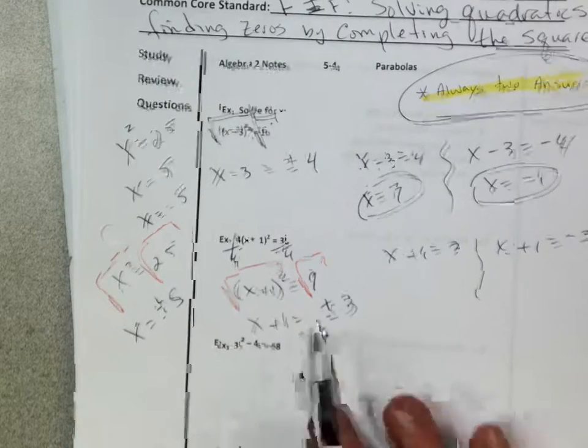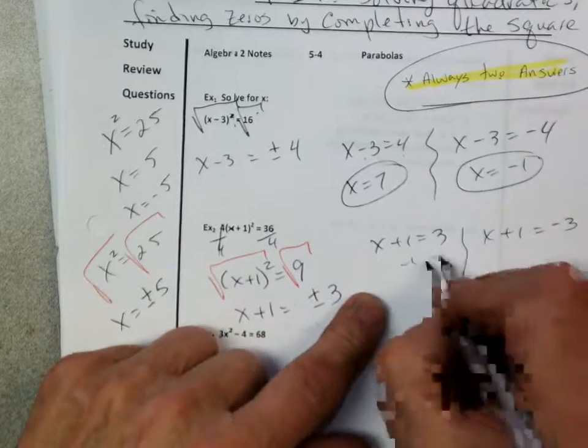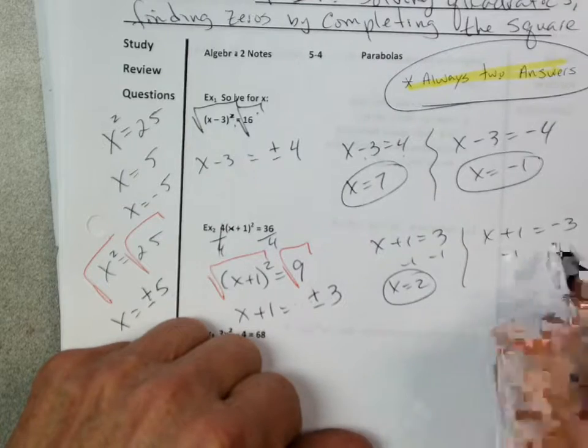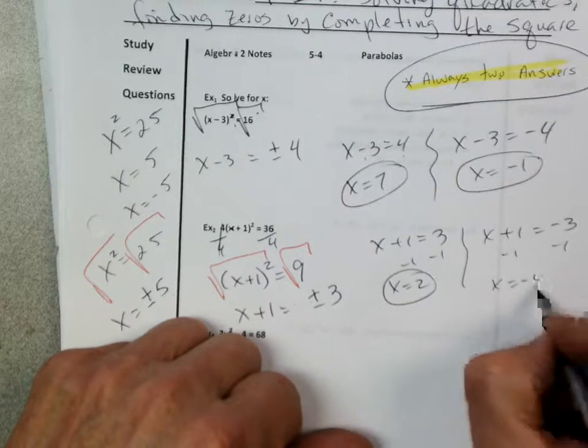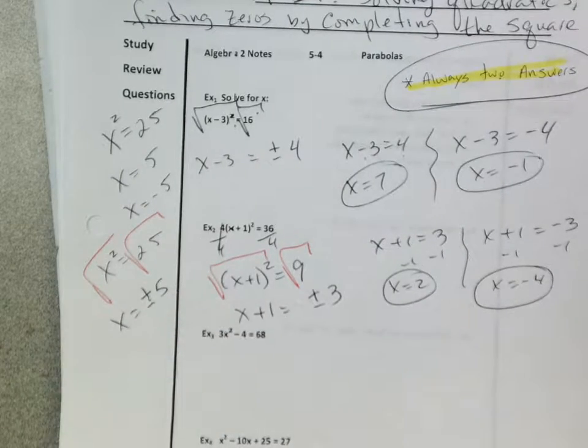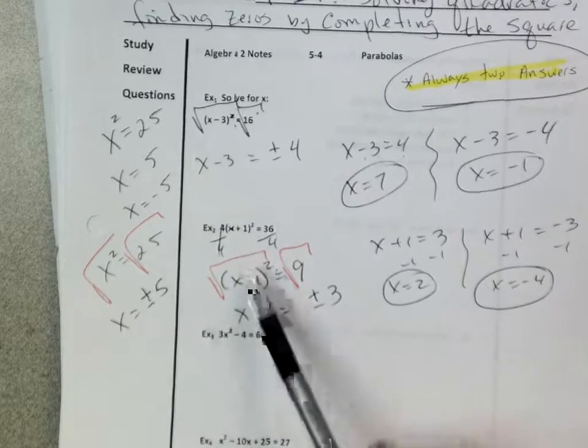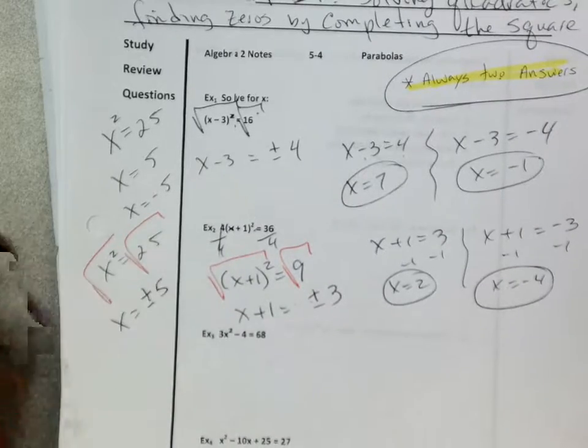So then, all right, this is easy. Minus 1, minus 1. One answer is 2. Minus 1, the other answer is negative 4. Two answers, right? X squared equations will always have two answers. X squared equations will always have two answers, okay?